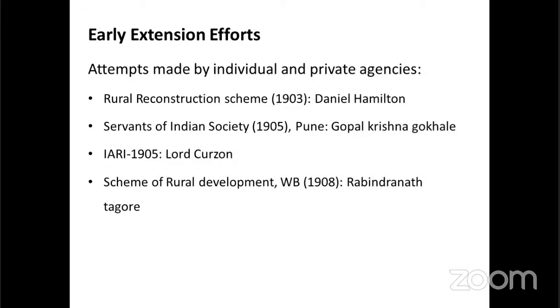After that, it was transferred in 1936 to Delhi. Why was it transferred? A heavy earthquake occurred in Pusa, Bihar, so the buildings were damaged. After that, in 1936, it was transferred to Pusa, New Delhi. The next scheme is the scheme of rural development. It was in West Bengal in 1908 by Rabindranath Tagore.